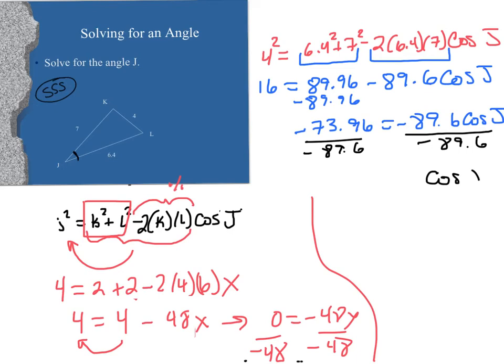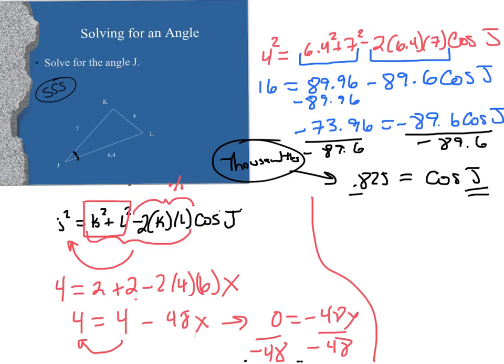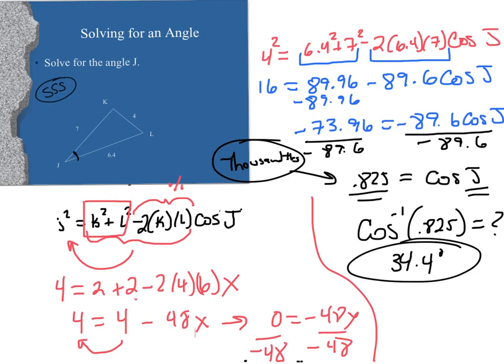So cosine of J is going to equal 0.825. I would always round to the nearest thousandth. Just a good rule of thumb, because then we're going to get a more accurate angle measurement. So, hey, I want to find the angle. I have the trig value, so that's an inverse trig function. And what is this equal to? We'll round to the nearest tenth of a degree. We're okay with that. We would get 34.4 degrees. And that's how we can use law of cosines to solve for an angle.